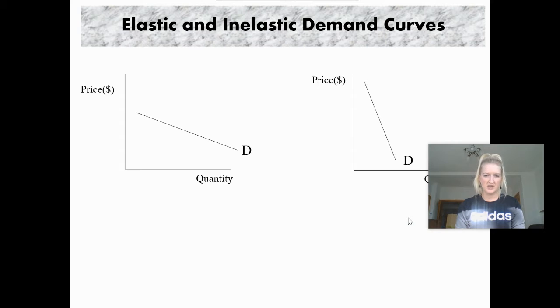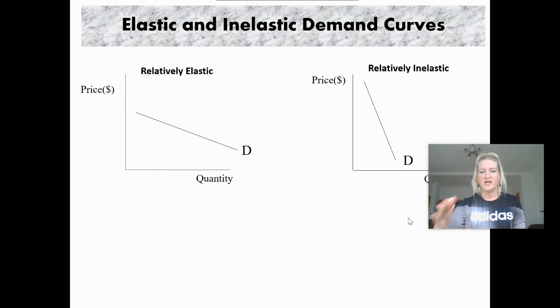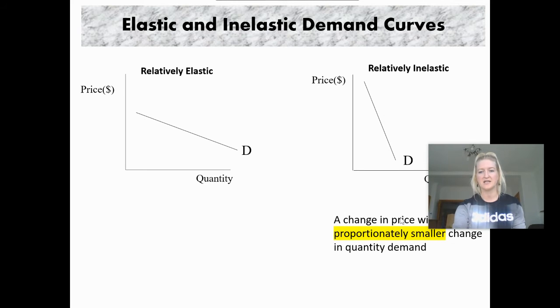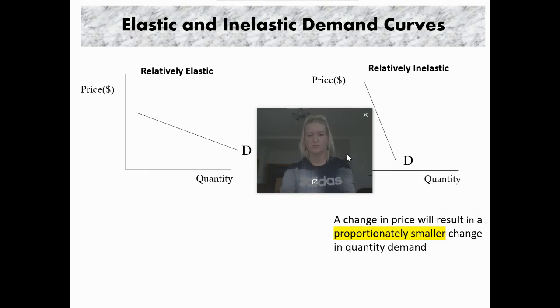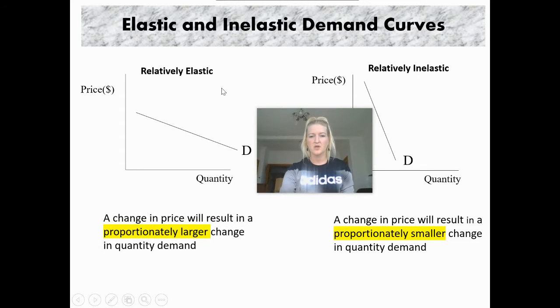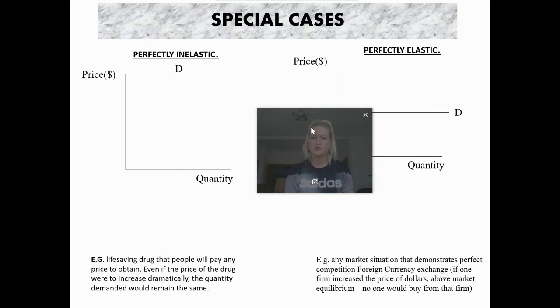So this brings us to our demand curve. So different elasticities will have different demand curves. The flat demand curve shows a relatively elastic demand, whereas the steep demand curve shows a relatively inelastic demand. Now, the word proportionate, so proportionally larger or proportionally smaller, is very important when you are explaining the responsiveness of consumers to the price change. Okay, so that is why that's highlighted. It's super important.